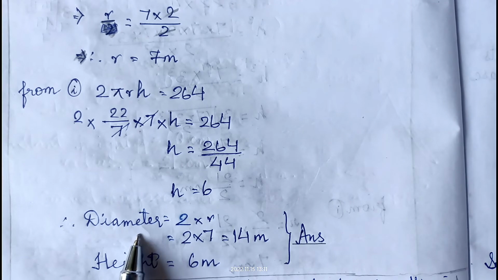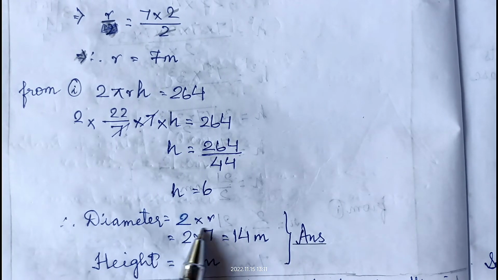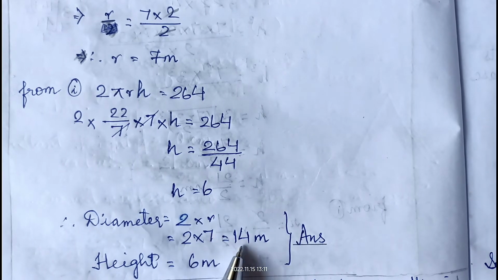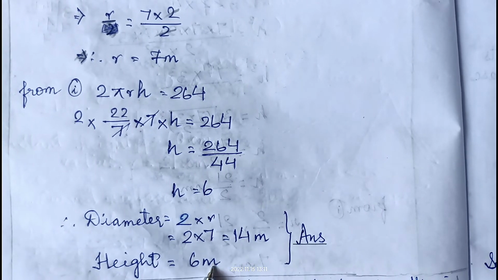Now we have to calculate diameter and height. Diameter is twice of radius. We got radius is 7. Therefore diameter is 2 into 7. It is 14 meter and height equals to 6 meter.